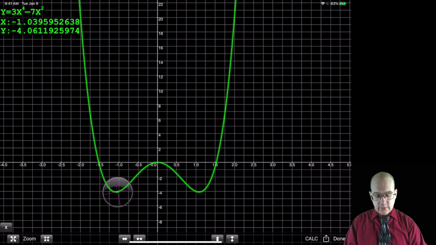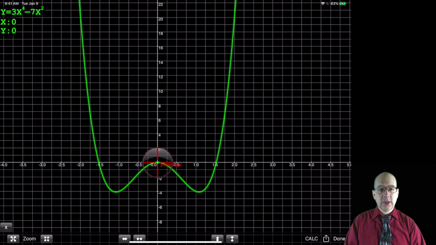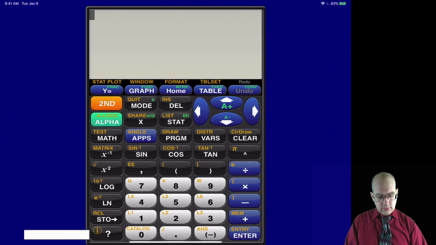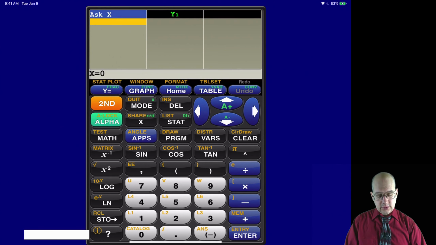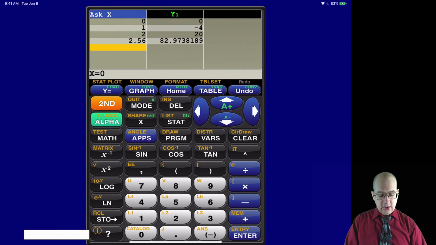We also have 1, 2, 3 zeros, but this is actually kind of a double zero. So in our minds, we're going to say it's 4 zeros. All right. And then if you want to compute some stuff, so yeah, 0, 0, right? That was plug in 1, we get -4, 2, we get 20, 2.56, that, right? Just computes it all out for us.